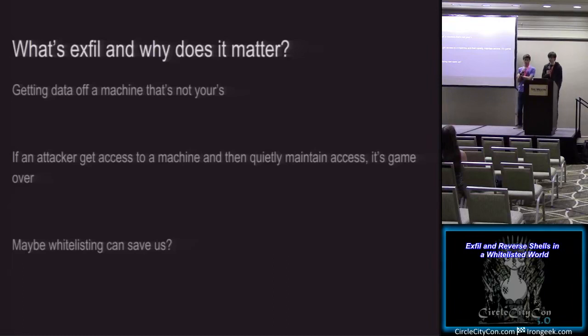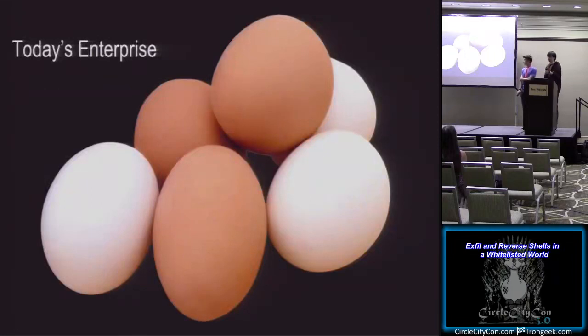So one solution that enterprises have started using is whitelisting. So maybe that can save us. But this is what today's enterprise looks like. Basically, they're all eggs. They're hard on the outside, but on the inside, you can basically do whatever you want. So once you crack through that outer layer of security, that hard outer shell, and you get to the inside, you can do whatever you want.